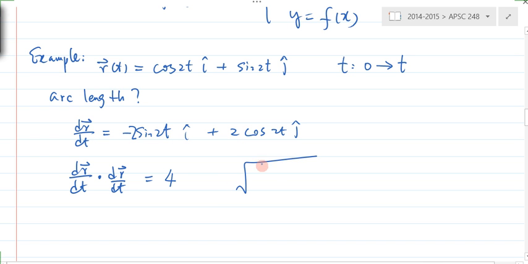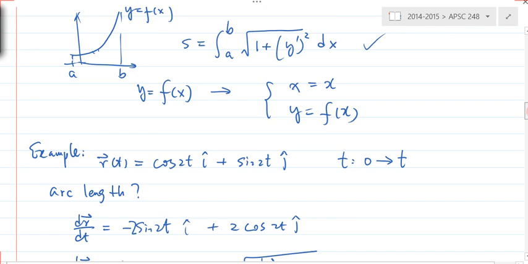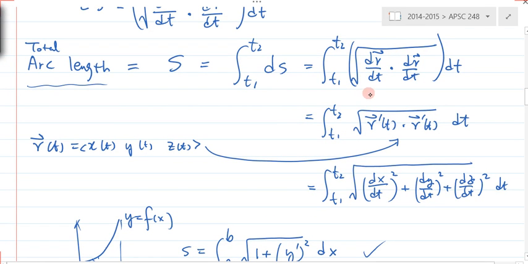So then the square root of this is what? It's 2, right? It's 2. Okay. Is that good? So now I'm ready for calculating the arc length.